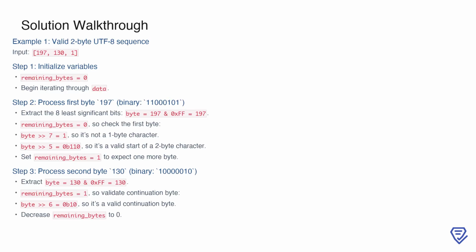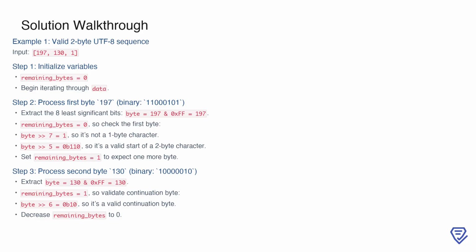To begin validating the UTF-8 sequence, we start with the input 197, 131. First, we initialize the variable remainingBytes to 0, which will help us track the number of continuation bytes we are expecting. Now, we process the first byte, 197, which in binary is 11000101. Since remainingBytes is 0, we check if it's the start of a new character.